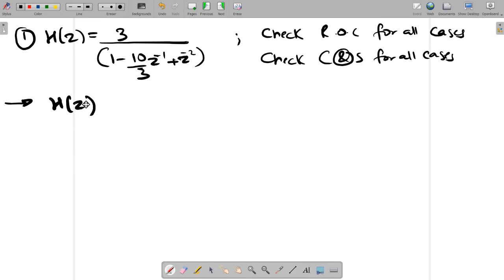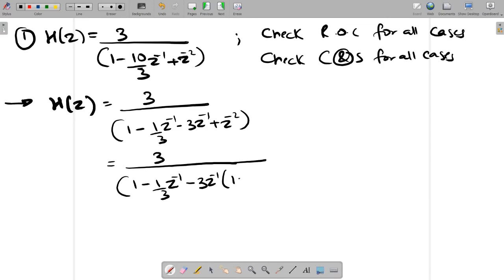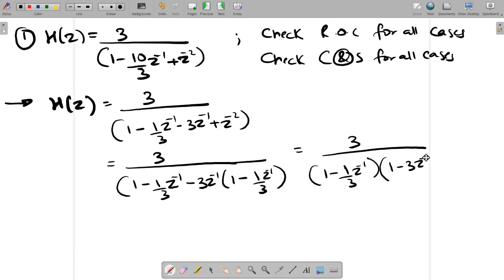So we can write H of z is equal to 3 upon 1 minus 1 by 3 z inverse, minus 3 z inverse. What is the addition of this? You will get 10 by 3 z inverse plus z to the power minus 2, which is equal to 3 upon 1 minus 1 by 3 z inverse times 1 minus 3 z inverse, right? You will get the same thing, right? This is equal to 3 upon 1 minus 1 by 3 z inverse and 1 minus 3 z inverse.